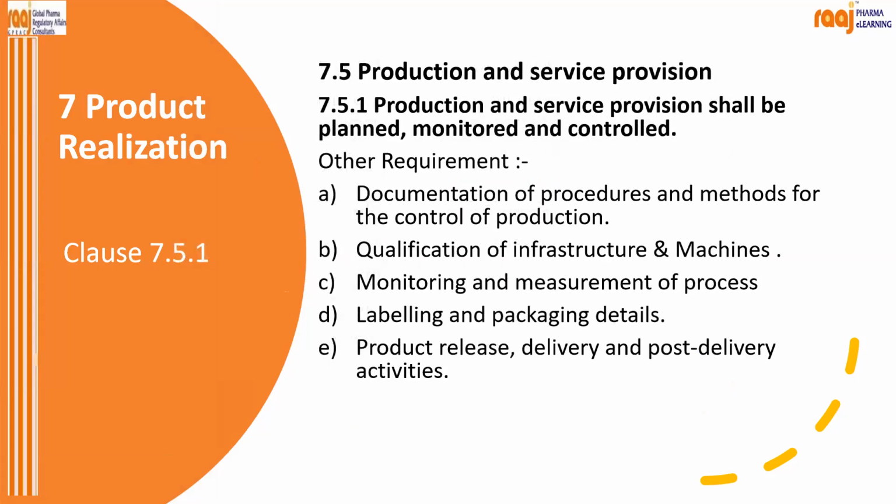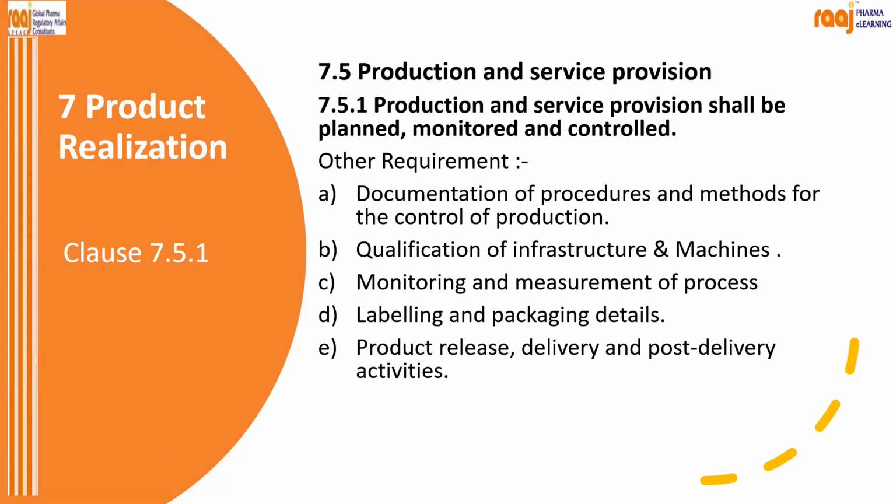Then 7.5 talks about production and service provision. Production and service provision shall be planned, monitored, and controlled. Other requirements: documentation of procedures and methods for the control of production, qualification of infrastructure and machines, monitoring and measurement of process, labeling and packaging details, product release, delivery, and post-delivery activities.